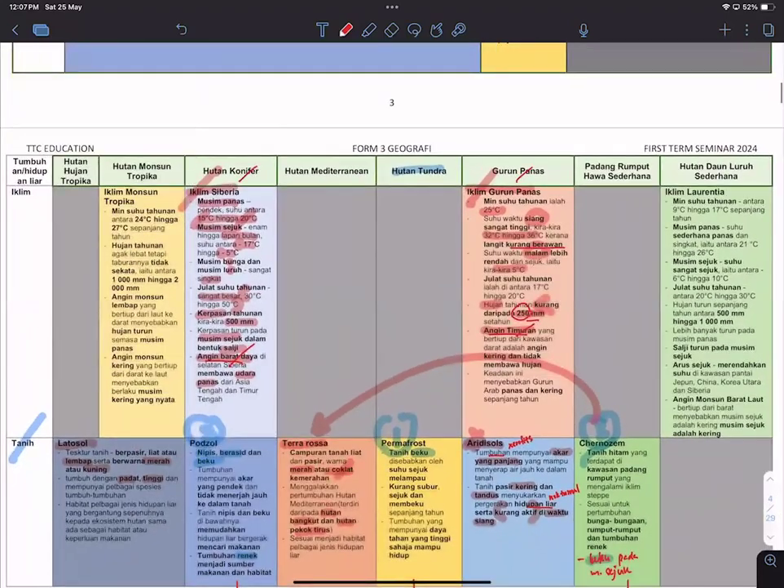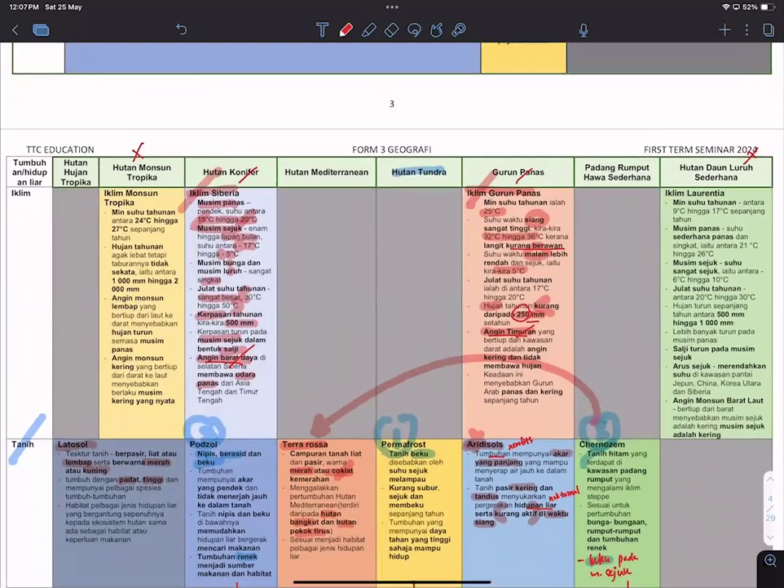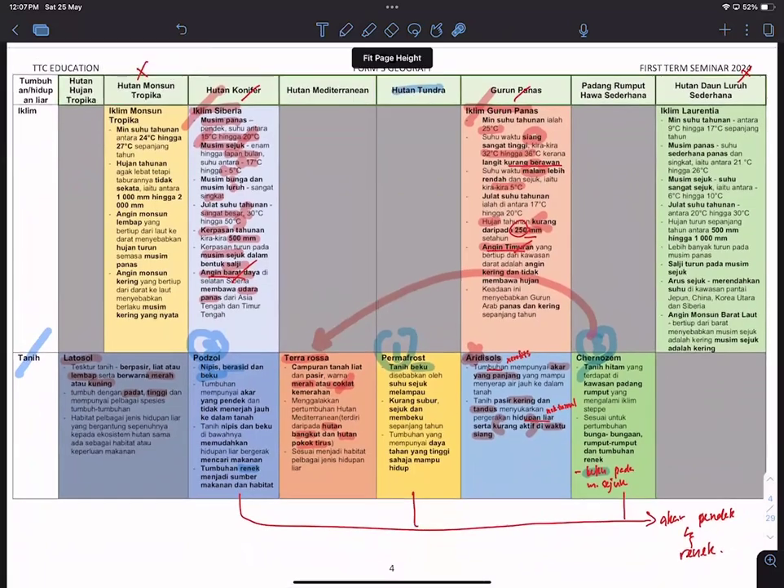Okay, so finally done. Hutan daun luruh sederhana, you guys can skip. Hutan monsoon tropika can skip. Focus on the coldest one, conifer, and then the warmest one, panas. We are not going to target the hutan tundra. So done, screenshot everything. That will be the seminar.